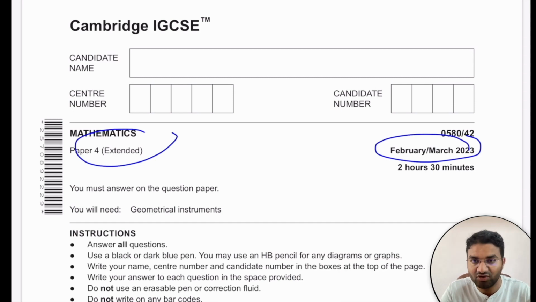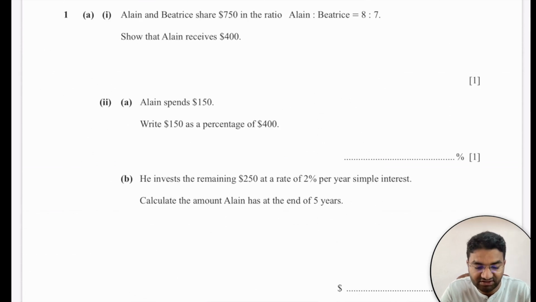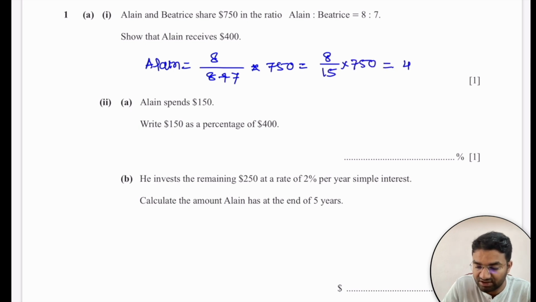Let's straight away move on to the question. Question 1: Alan and Beatrice share $750 in a ratio of 8:7. Show that Alan receives $400. Here Alan's share is 8 over (8 plus 7) total share, times 750, which is equal to 8 upon 15 times 750, which is equal to $400, and that is what we have to show here.